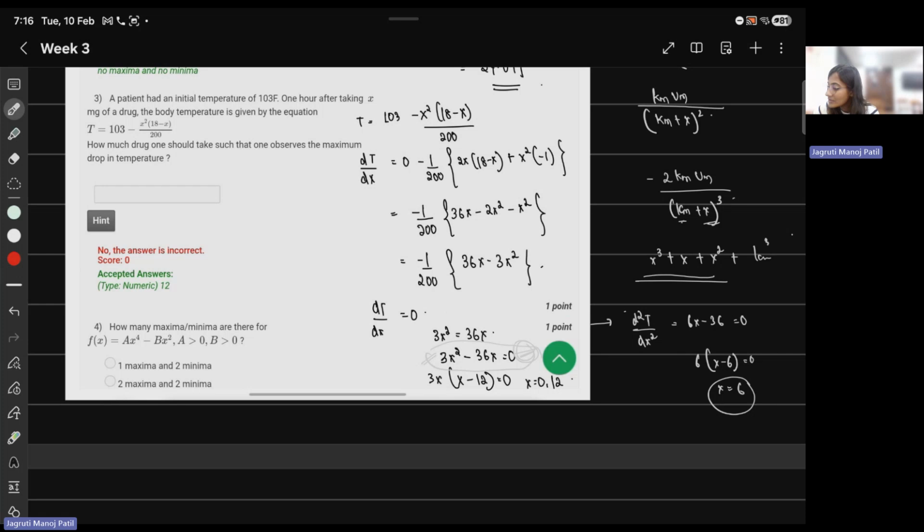So when you do d square t by dx square, you get a positive term. What that means is that you have a minima apparently. At x equals 6, you get a critical root, and you have a minima there. Now you evaluate your function at 12, the value that you got. At x equals 12, because that's a critical root from here, you want to evaluate this one function.